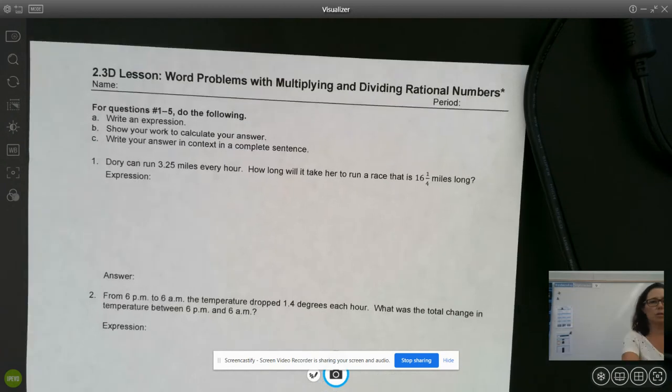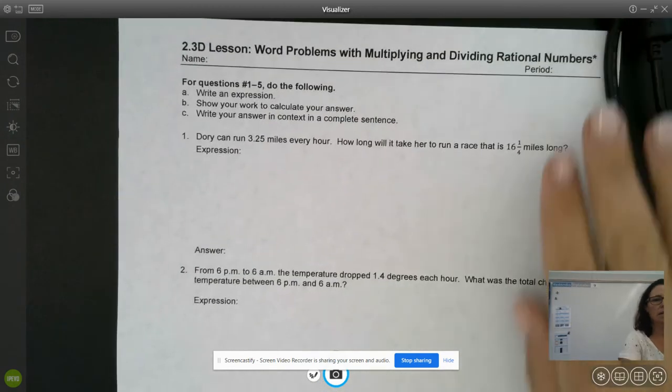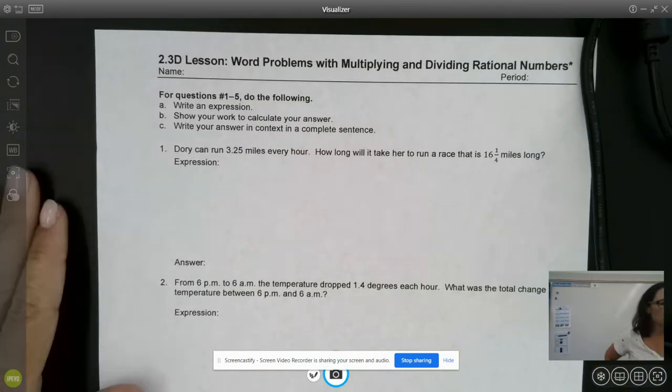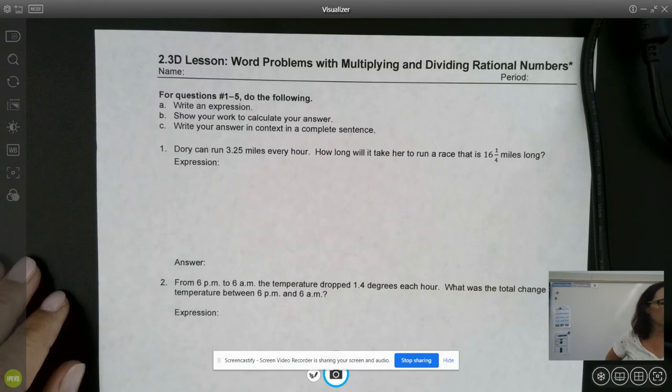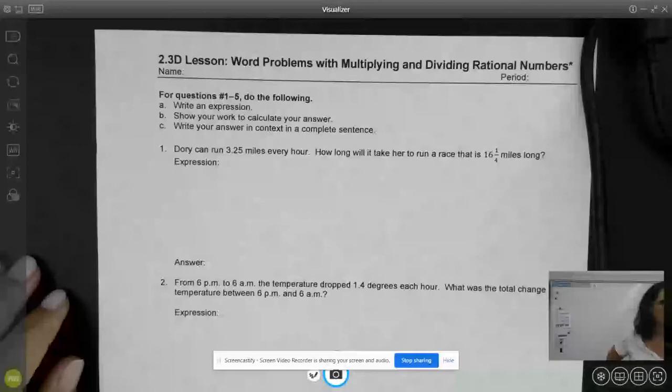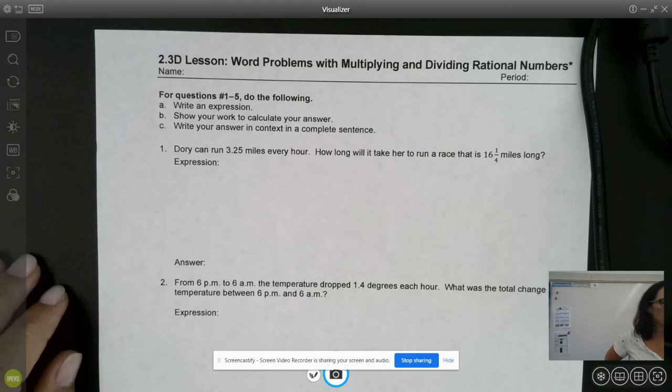All right, guys, so 2.3D lesson, we're going to do word problems on multiplying and dividing numbers. For these problems, it says write an expression, show your work to calculate your answer, write your answer in context in a complete sentence.